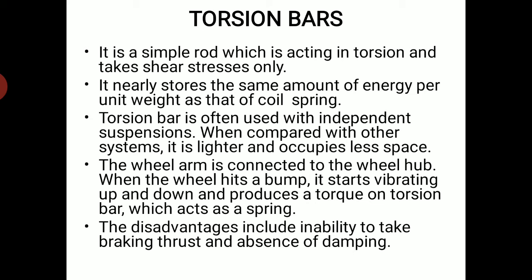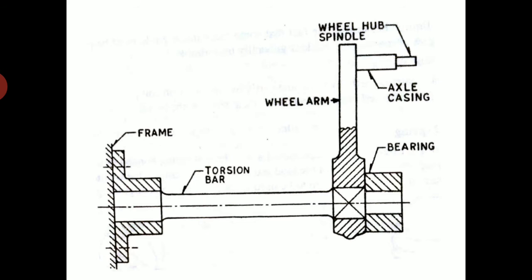So when the wheel hits a bump, it starts vibrating up and down and produces a torque on the torsion bar, which acts as a spring. The disadvantages include inability to take braking thrust and absence of damping. You can see this torsion bar: the frame, torsion bar, wheel arm, bearings, axle casing, and wheel hub. Again, this is what the torsion bar is.